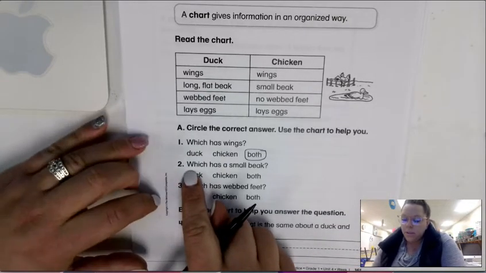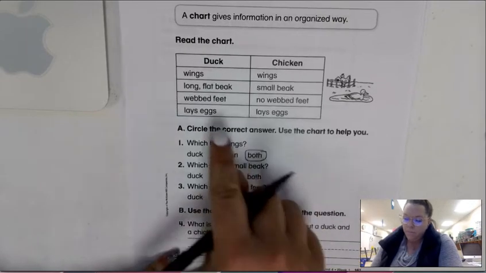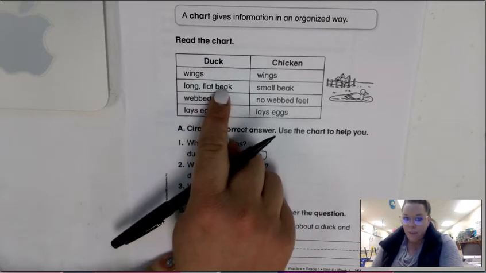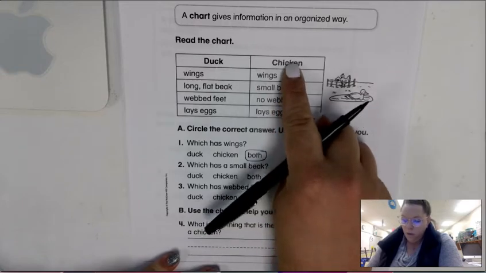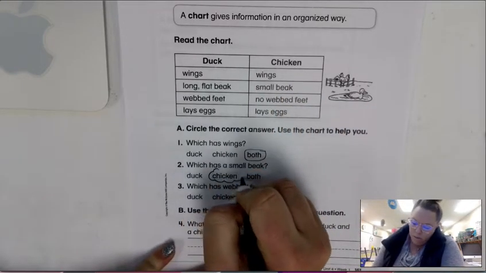Number 2, it says, which has a small beak? A small beak. Okay, let's look at beaks. Long, flat beak. Small beak. Which one has a small beak? The chicken. Why don't we put a bubble around chicken?